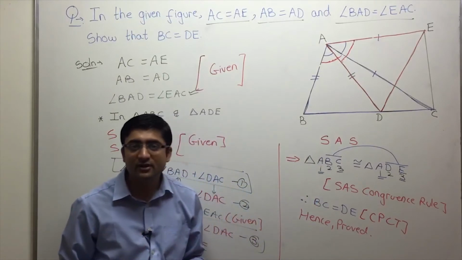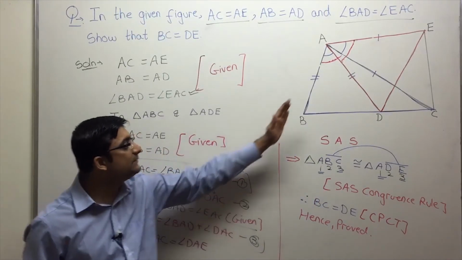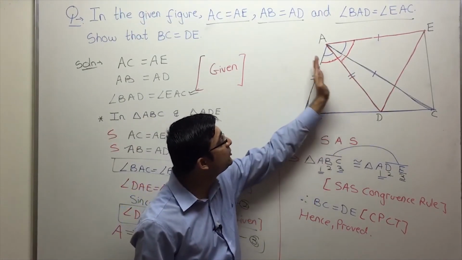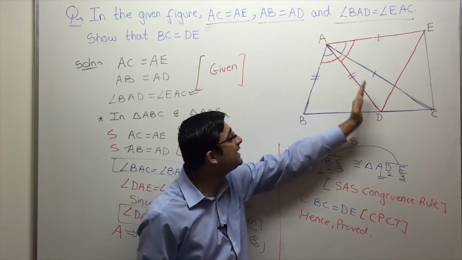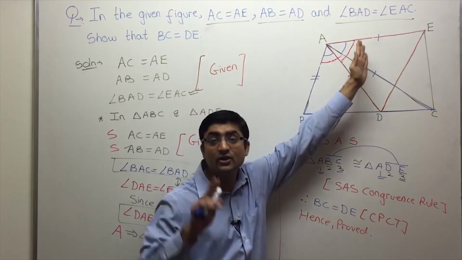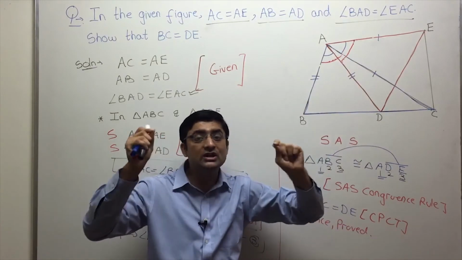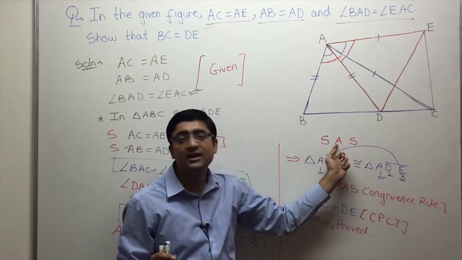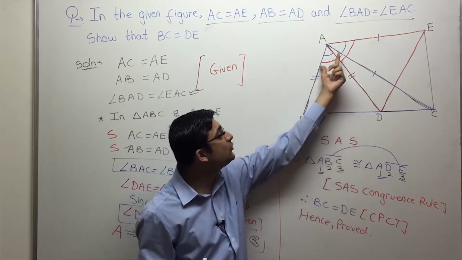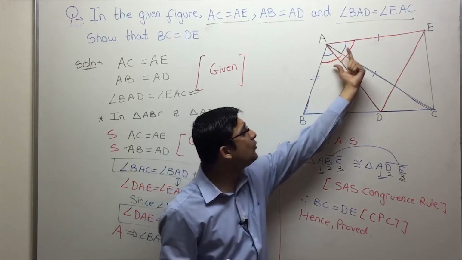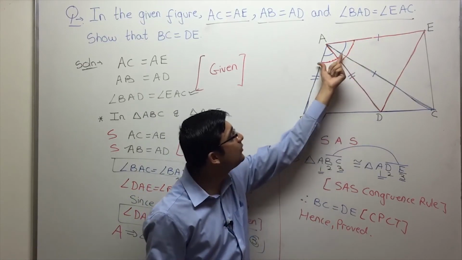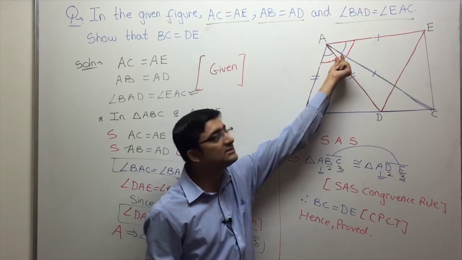So I need minimum 3 corresponding parts. So it's already given to me. See, AB is given to be equal to AD, 1 corresponding side. AC is equal to AE, 2 corresponding sides. Now when 2 corresponding sides are equal, what do I need? The included angle, right? So what is the included angle over here? This. What is the included angle over here? This. So what is this angle? It is this angle plus this angle.